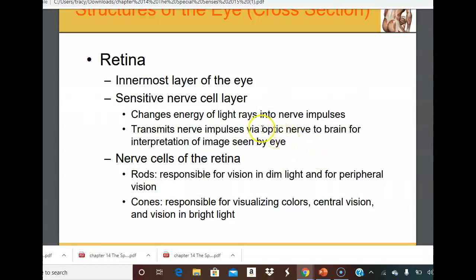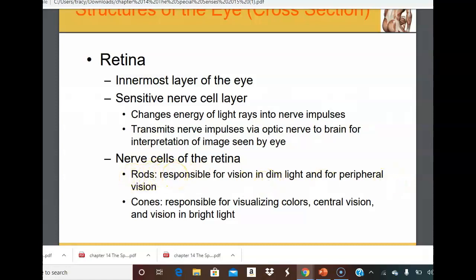the occipital lobe. The optic nerve is cranial nerve number 2, and it is attached to the retina and picks up those signals from the rods and the cones and actually sends the image to the occipital lobe to be transmitted as vision.